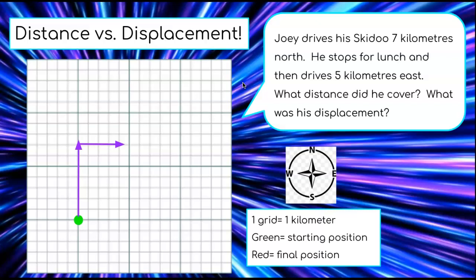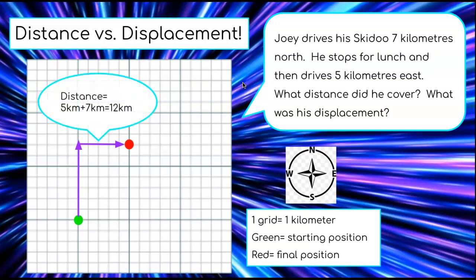Now I'm ready to think about the distance that he covered because that was his full path of motion. So I can see that Joey's distance was first this 7 kilometers north and then 5 kilometers east. So in order to determine his full distance traveled, I would simply add his paths of travel. 5 kilometers and 7 kilometers means he covered a total distance of 12 kilometers.